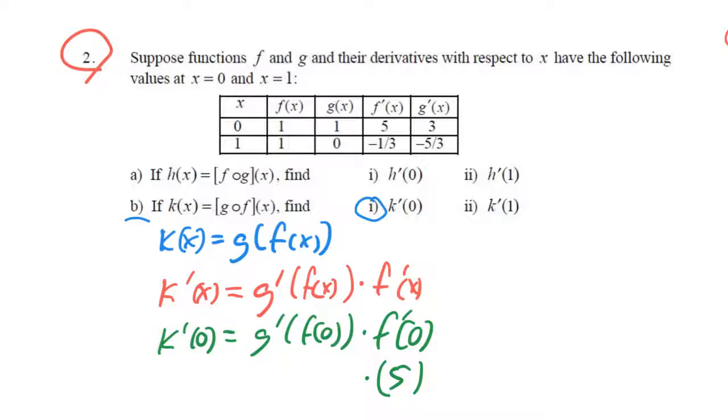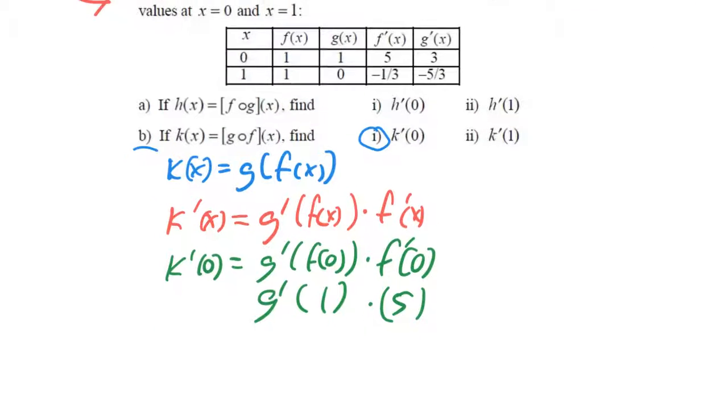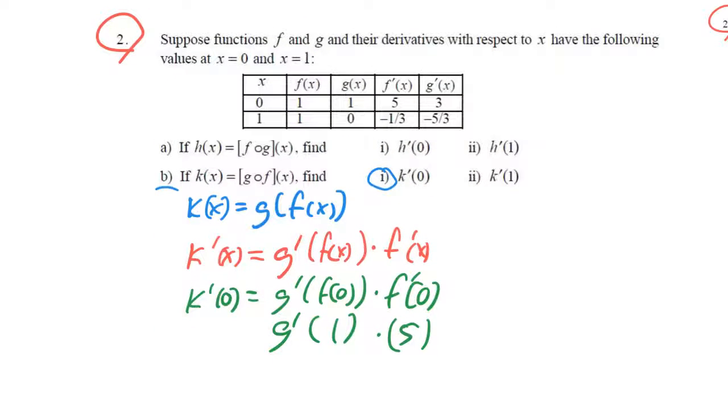And so this thing I can rewrite as g prime of 1, since we know that f of 0 is equal to 1. All right, so I've still got to figure out what g prime of 1 is. So I go up here, here's g prime, here's 1, it's -5/3. And so I now rewrite one more step. G prime of 1 becomes -5/3 times 5, and so -25/3.